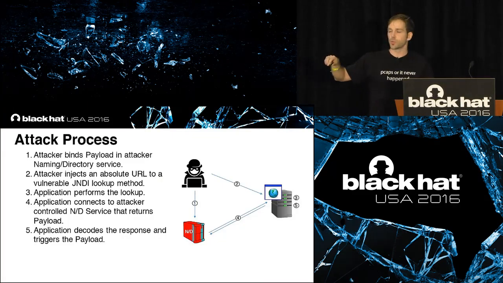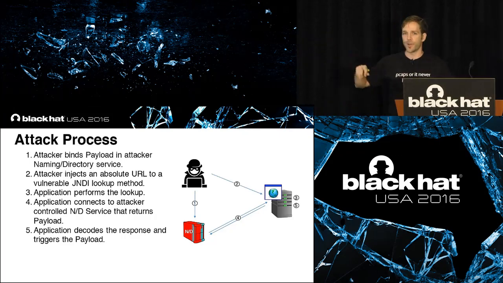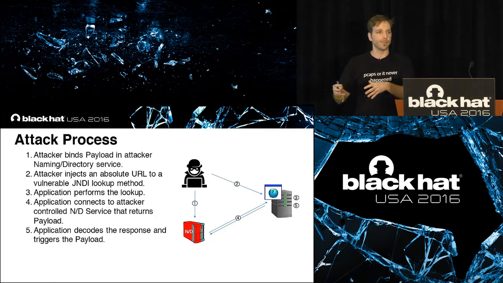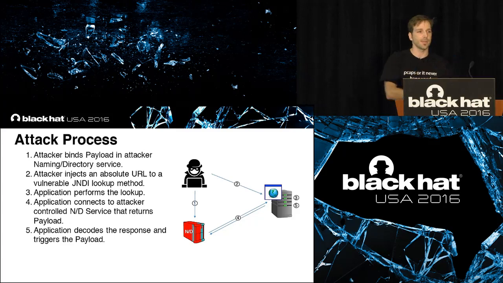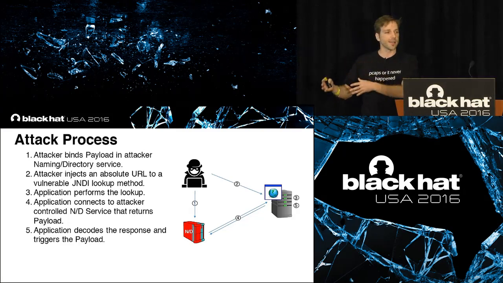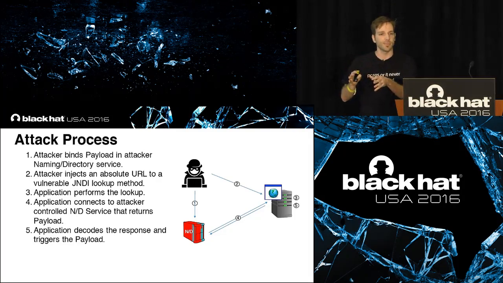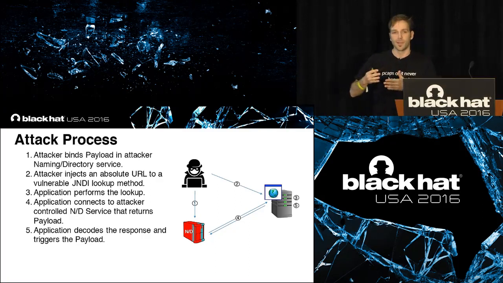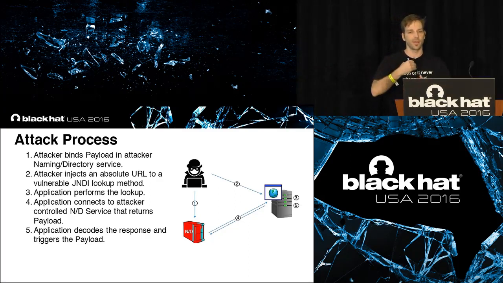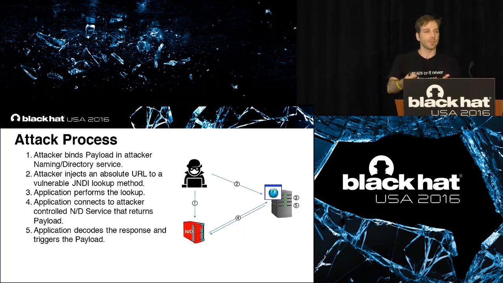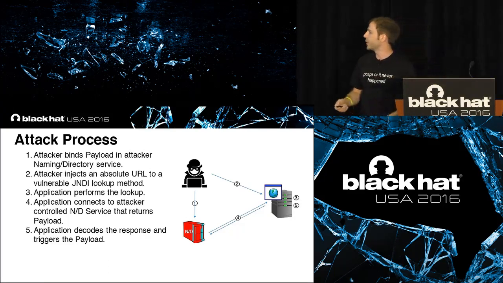So the attack process resembles the following. The attacker first needs to bind the payload to the naming or directory service of his choice. And then once he finds a vulnerable application, he's going to send the exploit that is basically a name that, when looked up, is going to point to his own server, so he can actually return the malicious payload and trigger the payload in the server.